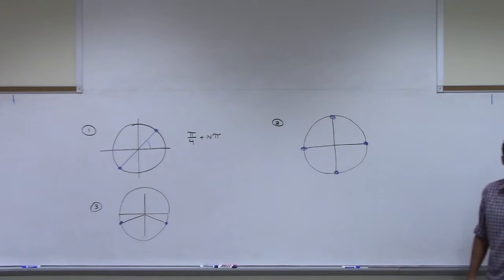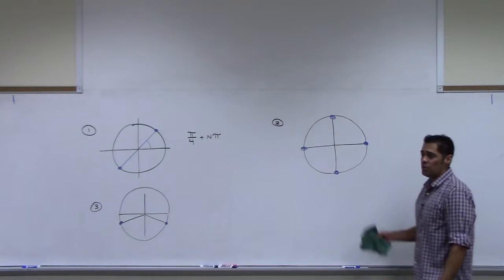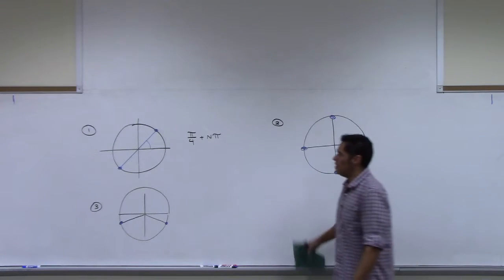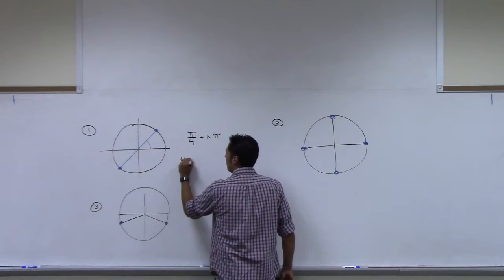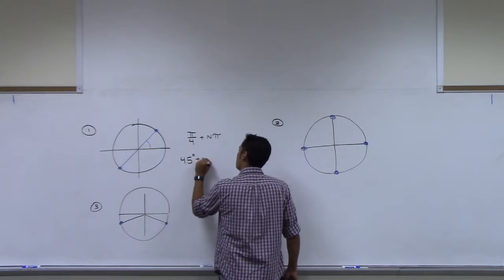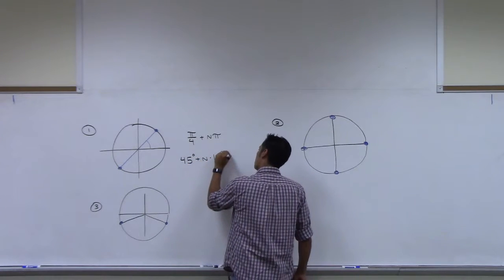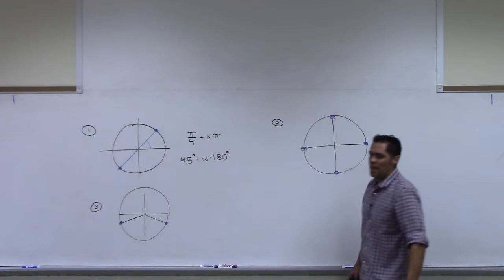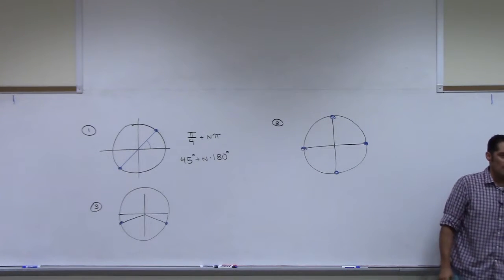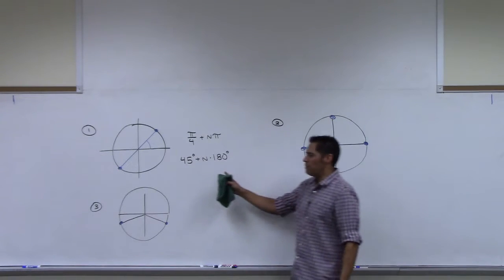That's it. Now, I never showed you how to do this in degrees, but just in case somebody did, this would also be acceptable: 45 degrees plus n times 180 would be okay. Although I don't use this notation, you probably won't ever see this in the book.